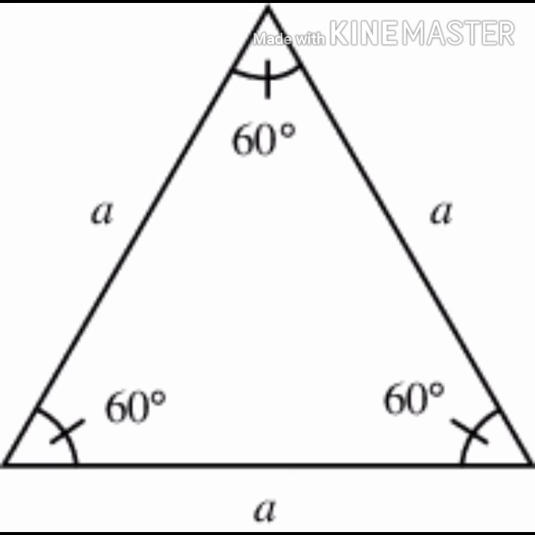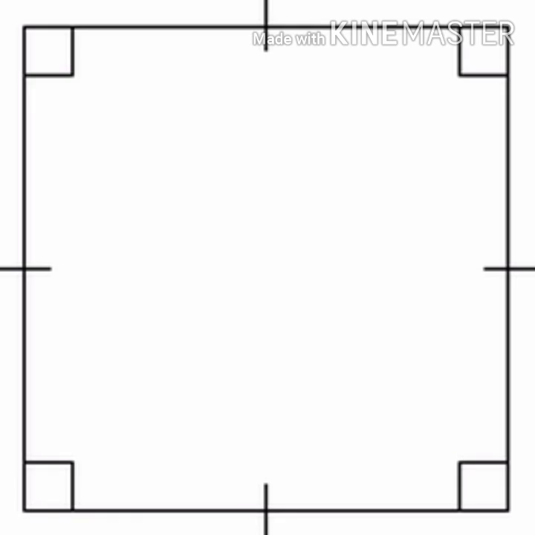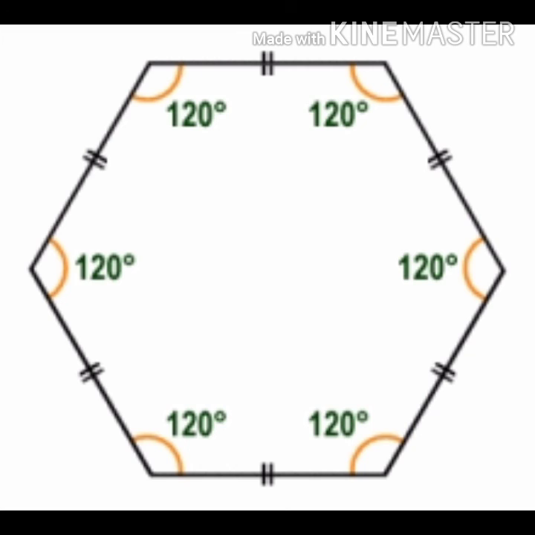Look at this picture. It's a regular triangle. It's also an equilateral triangle. The angles are 60 degrees each and the sides are the same. It's a square. It's a regular quadrilateral. The sides are the same in length and also the angles have the same measure. It's a regular hexagon. Here the angles are equal, 120 degrees each, and the sides are also equal.